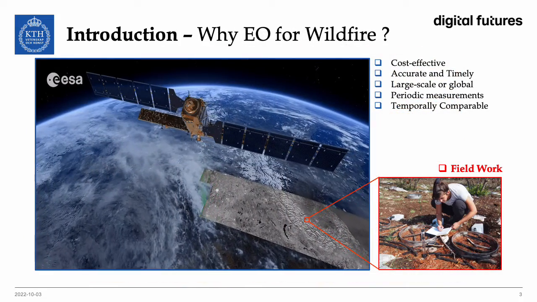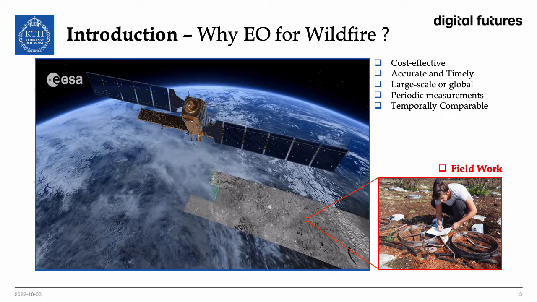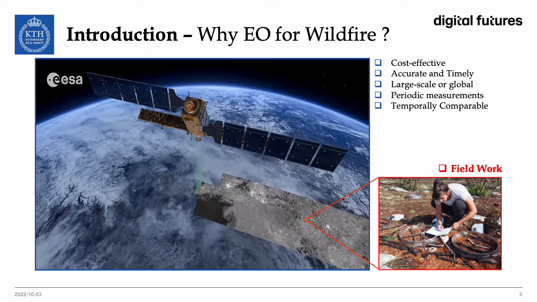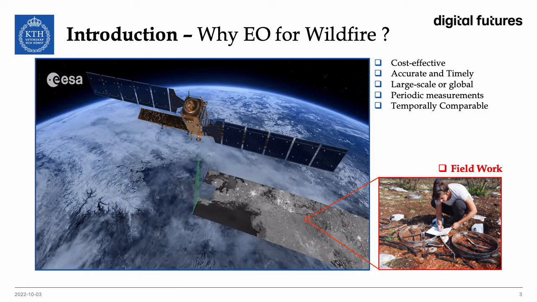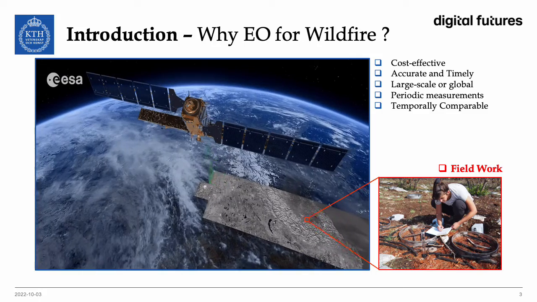Compared to traditional field work for mapping burn areas, satellite-based observation systems can monitor wildfire progression and assess environmental impacts over vast areas by providing timely and accurate information on Earth's surface, from local to global scale.